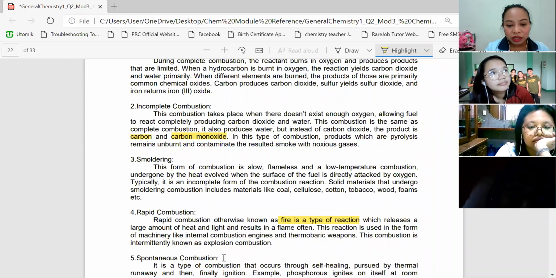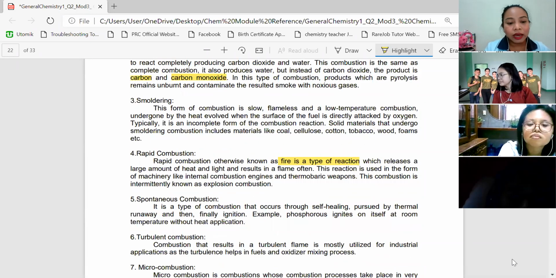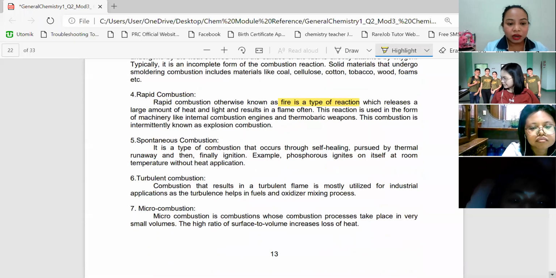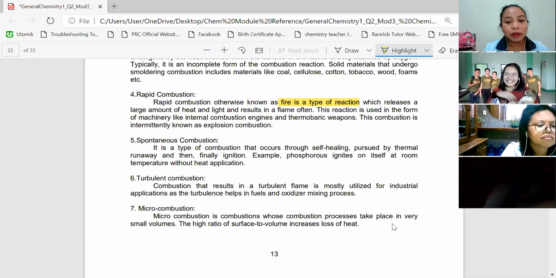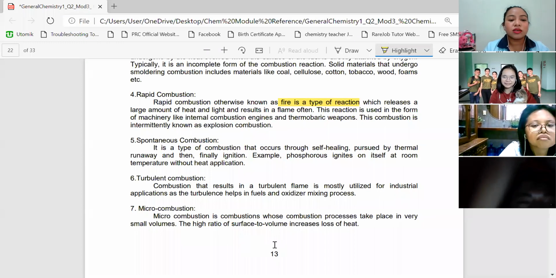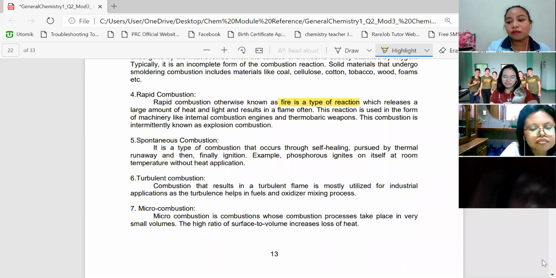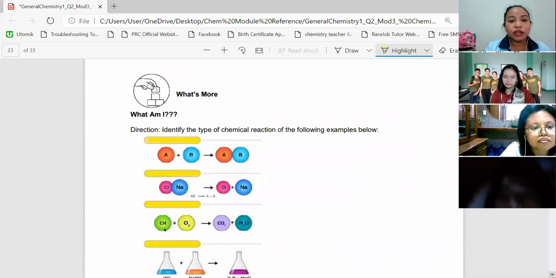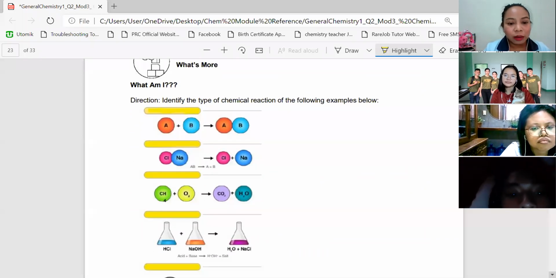And then we have spontaneous combustion. It is a type of combustion that occurs through self-heating followed by thermal runaway and then finally ignition. Then we have turbulent. The result of turbulent flame is mostly utilized for industrial application. Microcombustion is combustion whose combustion processes take place in very small volumes. So those are the different types of combustion.